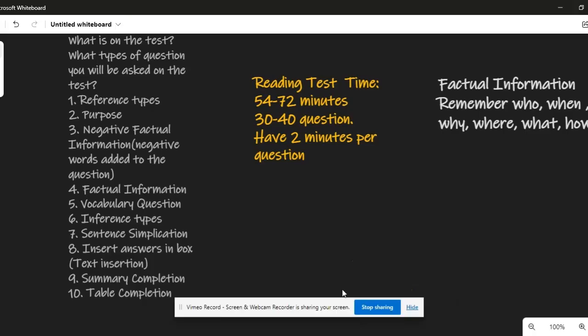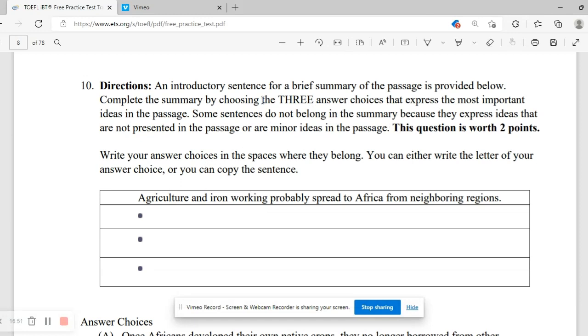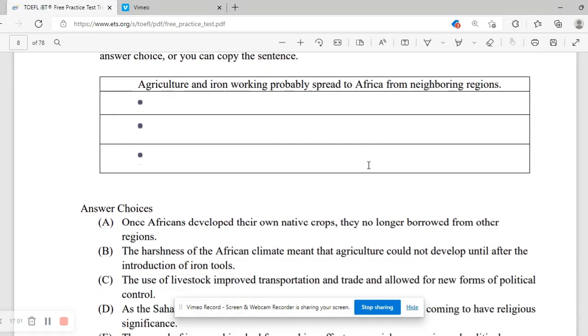Let me get you to my previous slide where I have summary completion. There we go, summary completion, number 9. What I'm trying to do is make you familiar with all the types of questions that are going to be given on the reading test, so that you know what the types of questions are and why they are asking them, and you will be knowledgeable about that. What it is asking is that you have to write your answer choices in the space where they belong. You can either write the letter of your answer choice or copy the sentence.